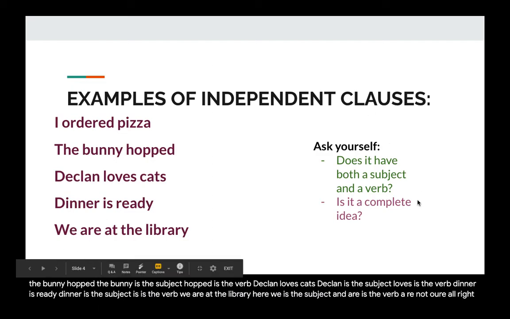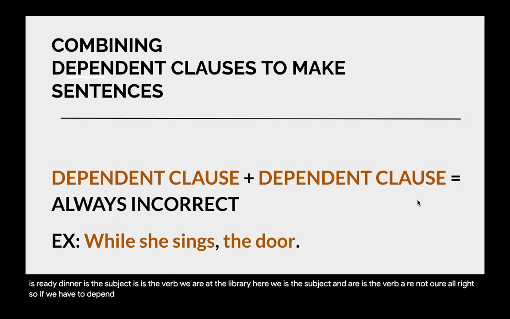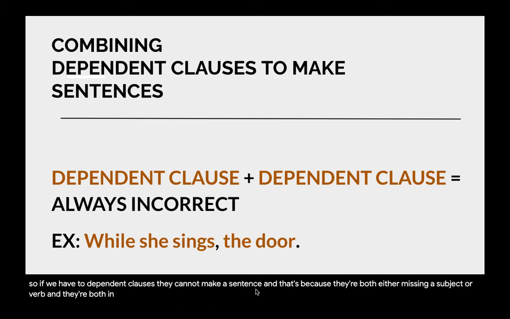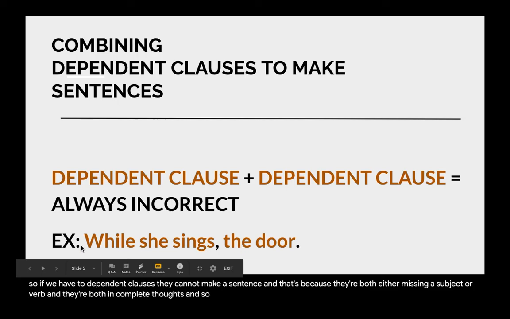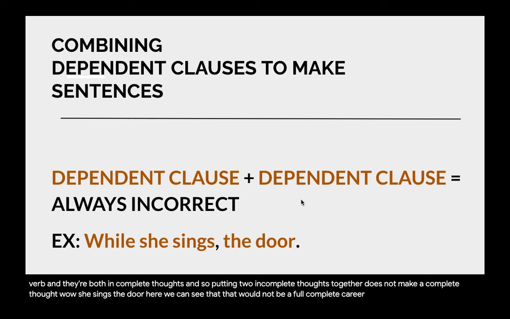All right, so if we have two dependent clauses, they cannot make a sentence. And that's because they're both either missing a subject or verb, and they're both incomplete thoughts. And so putting two incomplete thoughts together does not make a complete thought. While she sings the door, here we can see that that would not be a full, complete, correct sentence.